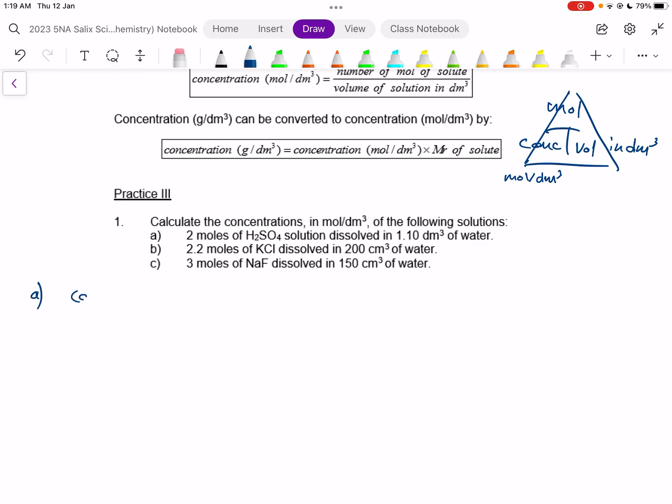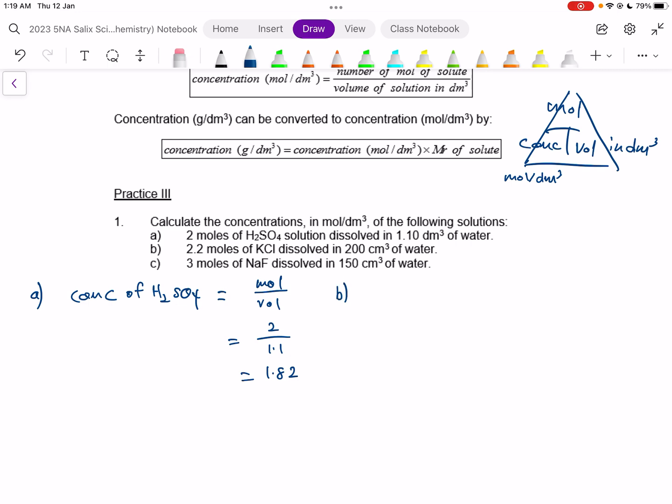The first one is the concentration of this sulfuric acid. What you do is take the mole divided by the volume. Mole is 2, volume is 1.1. So this is quite straightforward. So this is 1.82. Let's take a look at the next question.